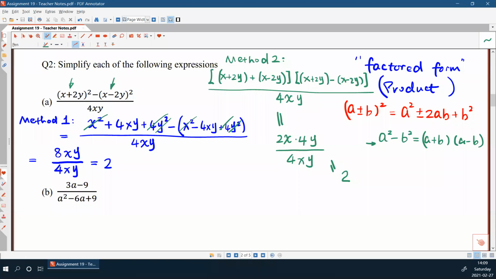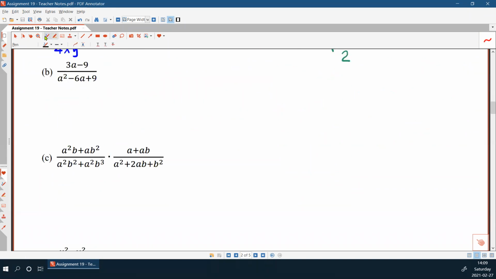Okay, any questions? Okay, so the takeaways here is pay attention to these two formulas. They are not the same. Okay. If you have no questions, let's have a look at the next one.